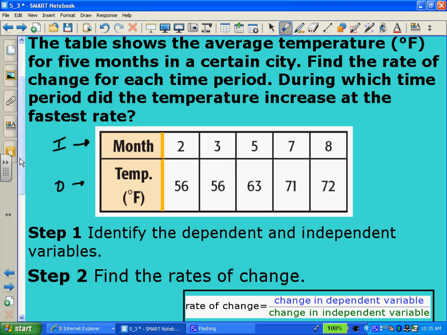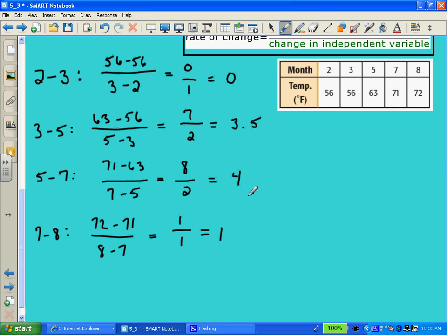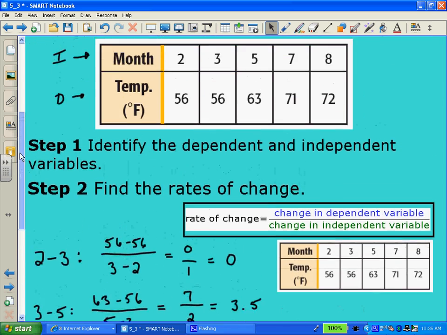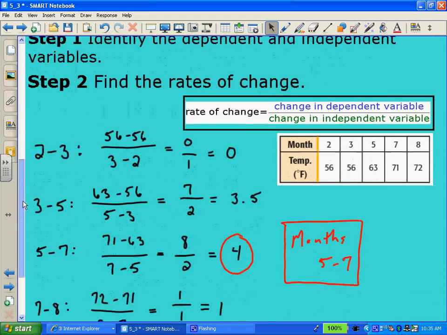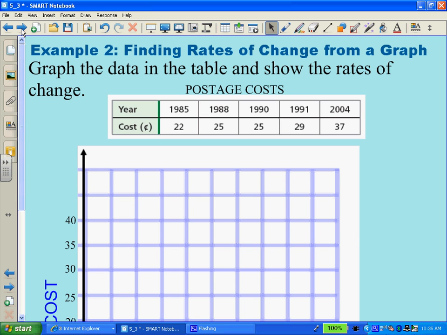Now notice, after we find the rates of change, it says during which time period did temperature increase at the fastest rate. I look at my rates of change and see that from months 5 to 7 it increased at a rate of 4 degrees per month. So that would be the largest increase. I would write months 5 to 7. That would be my fastest rate of increase, and then I'd be done with that problem. So that's what you're going to do when you're given a table. It asks you to find the rates of change for each period and then to identify which one increases the fastest. Now another way that they will have you do this is using graphs.